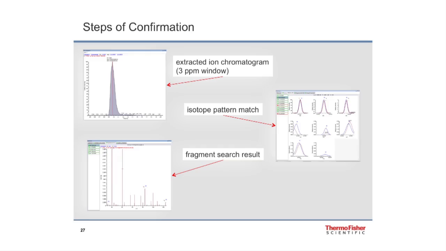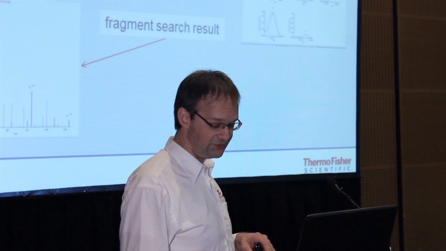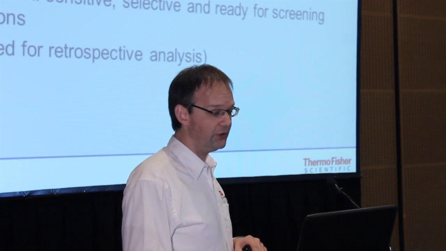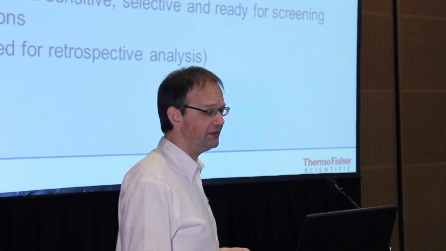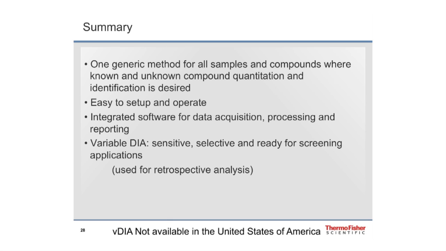So just to show it a little bit in detail, extracted ion chromatogram, we have the isotopic pattern match. You can see the overlay, easily quality control that it really matches well. And the fragment search result, you see the fragments, how well they match in intensity and mass accuracy for all your components. So one generic method serves for all components.